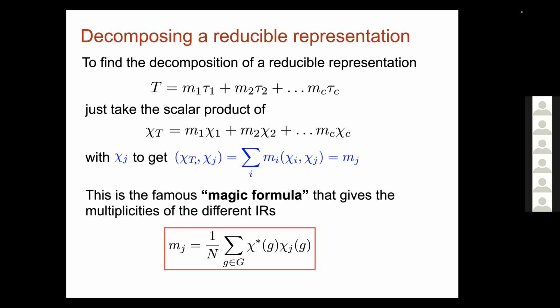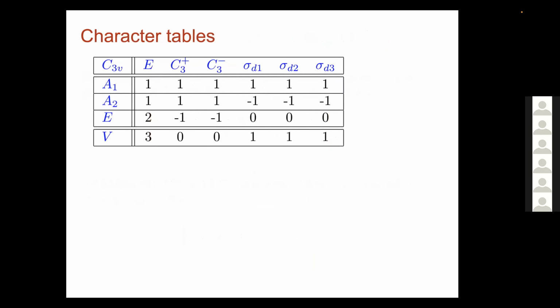And remember that the characters, each character is a vector. This is the character for the representation A1, and this really is the traces of the matrices of A1. These are the traces of the matrices of A2, and these are the traces of the matrices of E. So chi of E is this six-dimensional vector. Chi, the character for V, would be this one. Does it answer the question? And by chi I, you just index to the ith element.